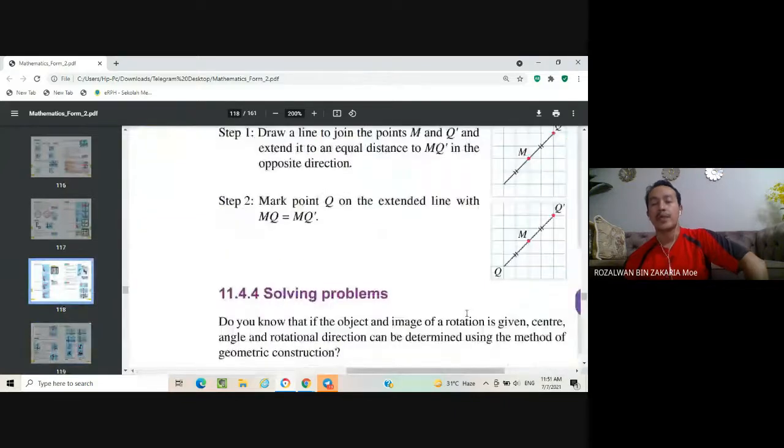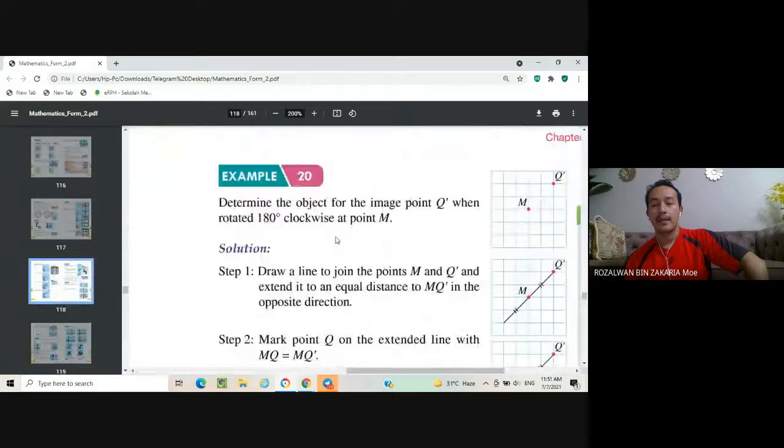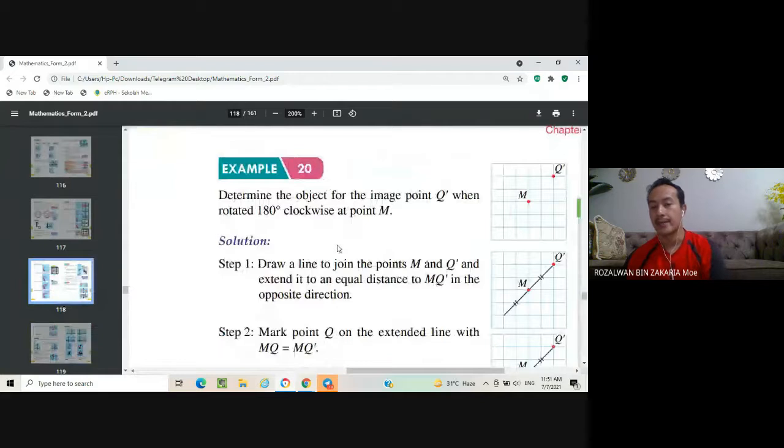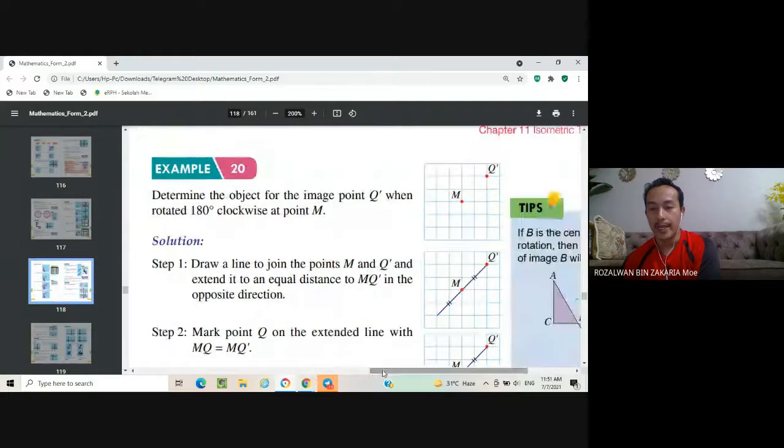the example 20. Okay, for example 20, the question is determine the object for the image point Q prime when rotated 180 degree clockwise at point M. Okay, so this diagram is given to you. Point M here is the center of the rotation, and point Q prime is the image for the object Q. So firstly, how to solve this one?